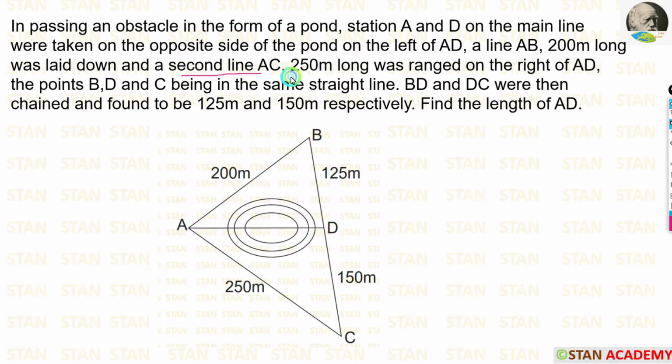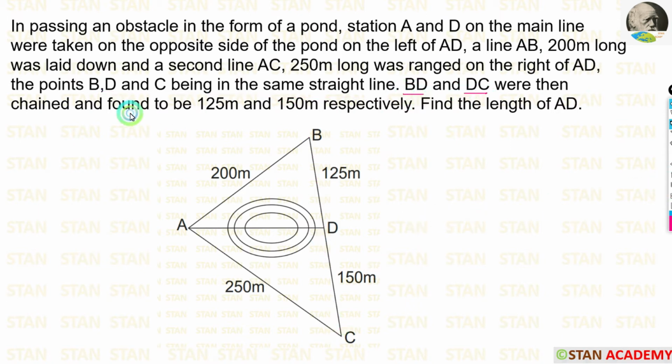A second line AC 250 meter long was ranged on the right of AD. On the right side of AD, we are having one more line AC that is 250 meter. The points B, D and C being in the same straight line, you can see that the points B, D and C are in the same straight line.